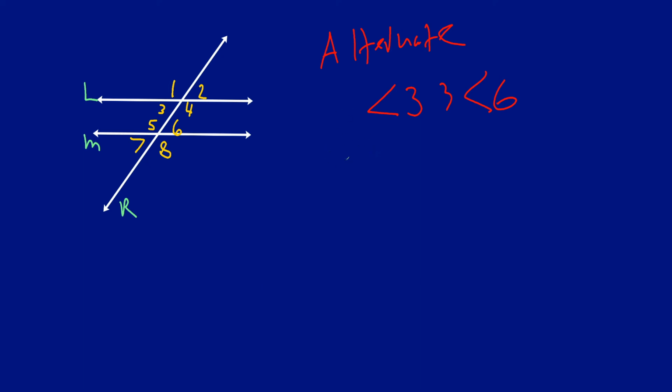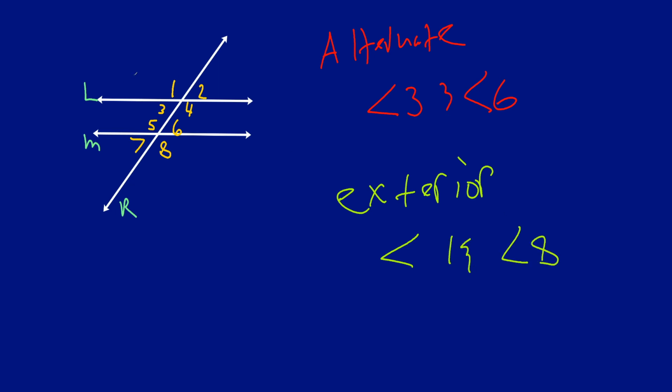And then for exterior angles, let me give you another color here. Exterior angles, an example of that would be angle 1 and angle 8. So they're on the outside, again on the outside of the parallel lines, and they're on opposite sides of each other. So this is how it works. And so we can use this information to solve lots and lots of problems.